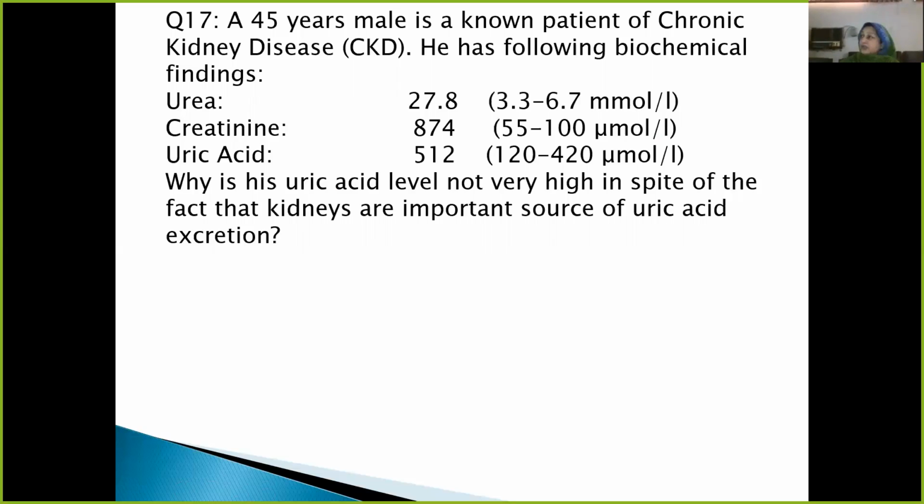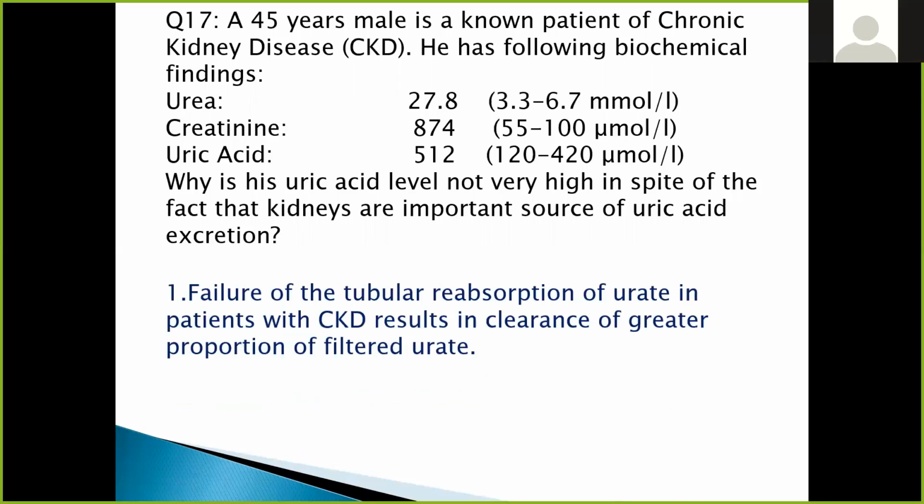Exactly. GI excretion is increased from 25% to 65% in case of chronic kidney disease. And secondly, because of the kidney disease, there is decreased reabsorption of urate in the tubules.